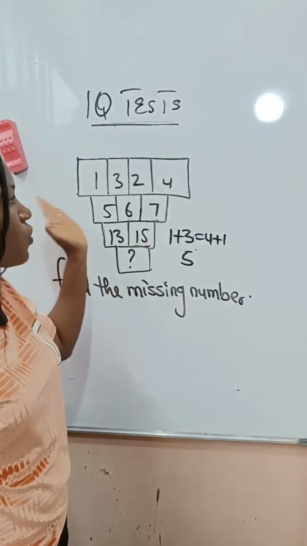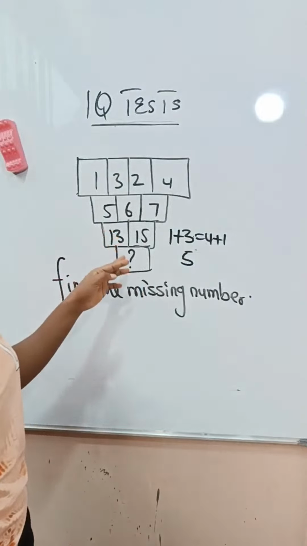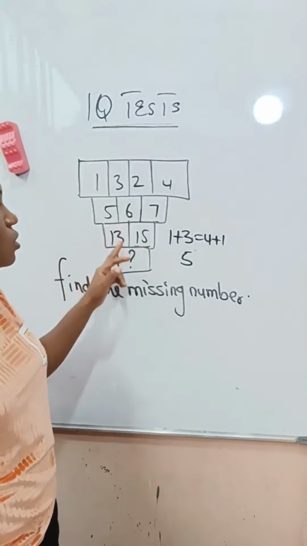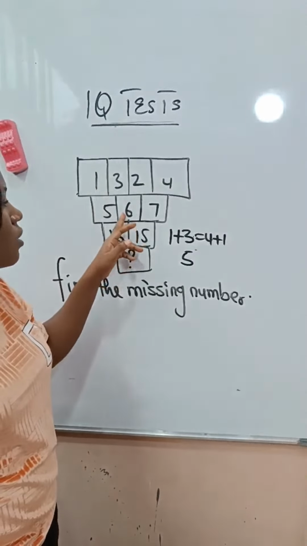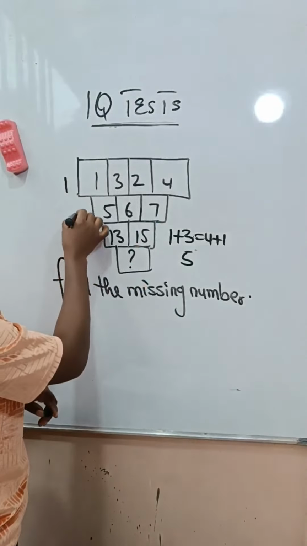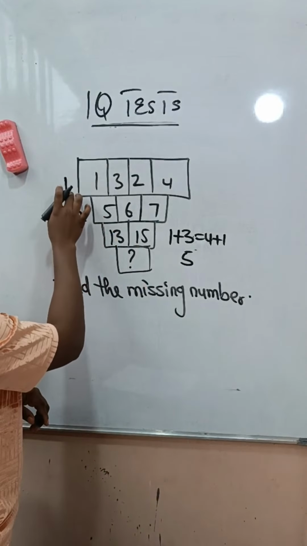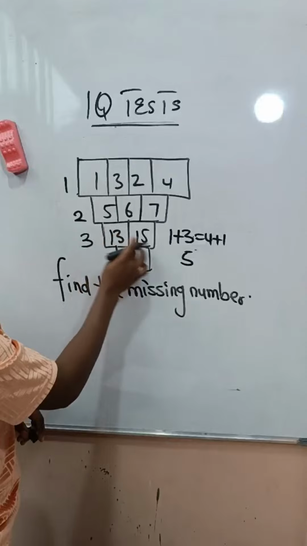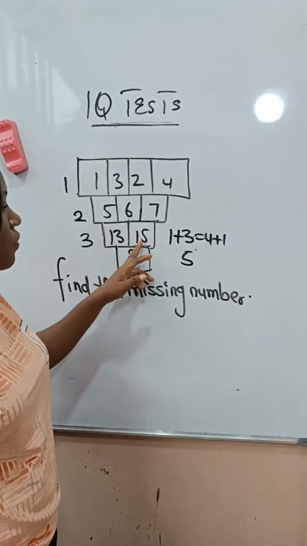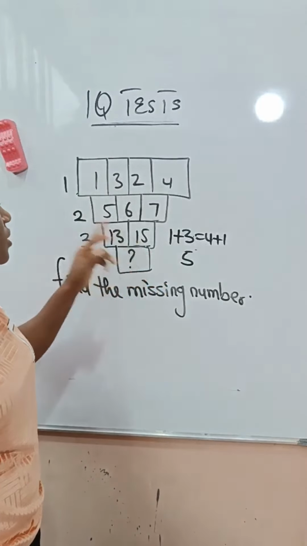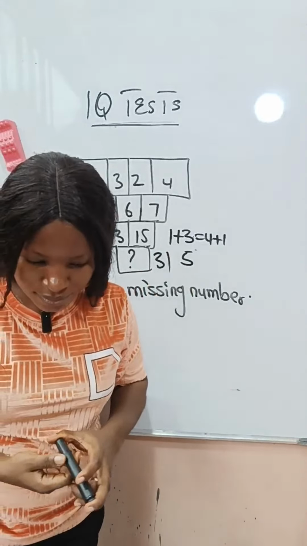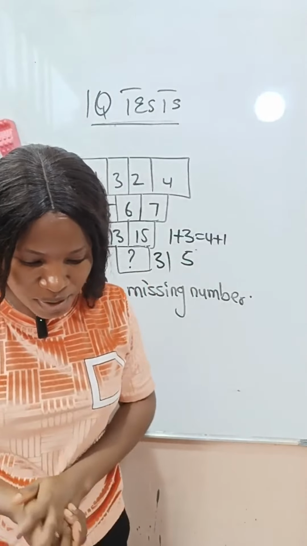So it means that in the first row they added 1. Now let's see what happened to the second row. 5 plus 6 is 11. They added 2 to give us 13. Now 6 plus 7 is 13, plus 2 is 15. So you notice that the addition increases by row. They added 1 here. For this they added 2. So whatever we get here as the sum, we add 3 to get the next one. If you add 13 to 15, you get 28. And 28 plus 3 will give you 31. And that is the missing number.